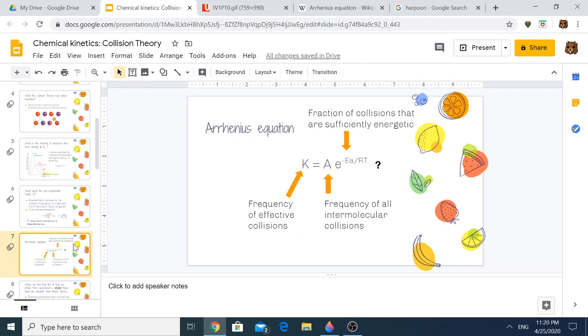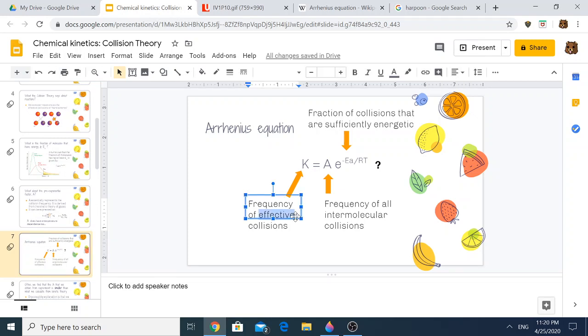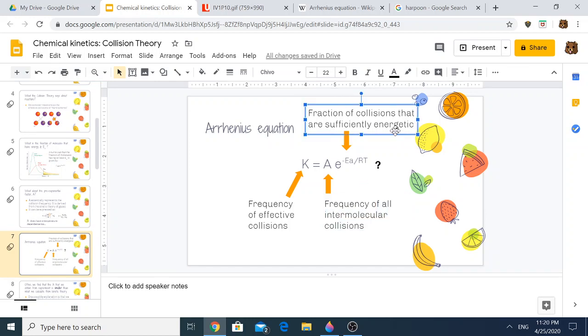So now we can come up with the Arrhenius equation. We have the A, the pre-exponential factor, and the exponential factor. So to recap, k is the frequency of effective collisions, and A is the frequency of all intermolecular collisions. And this exponential factor is the fraction of all collisions that are sufficiently energetic. In other words, the collision meets the activation energy requirement. That is, the molecules contain an energy that is at least equal to the activation energy.